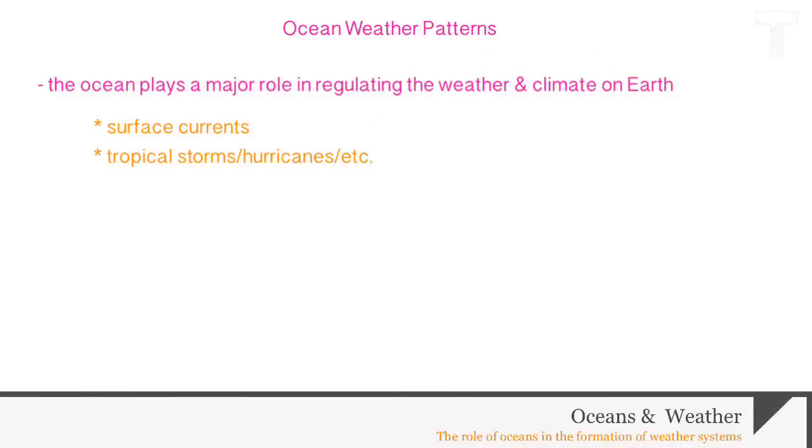This video will focus on the relationship between oceans and weather, specifically how oceans play a role in the formation of certain weather systems. In this video you'll be looking at how the ocean plays a role in regulating the weather and climate on Earth. I'll touch a little bit on surface currents, and then we'll look at tropical storms and hurricanes.